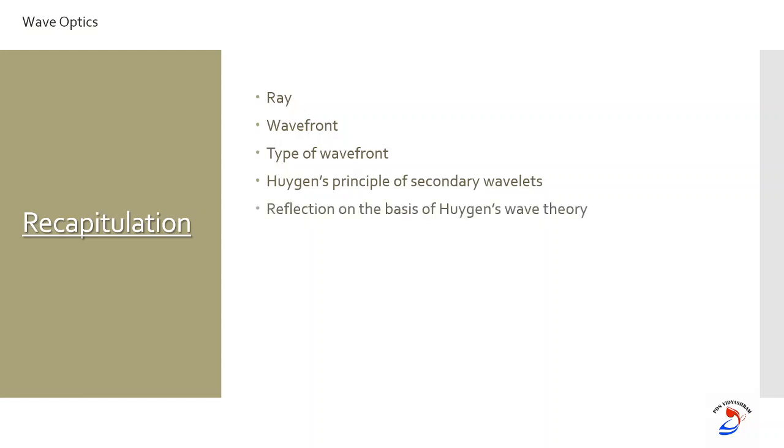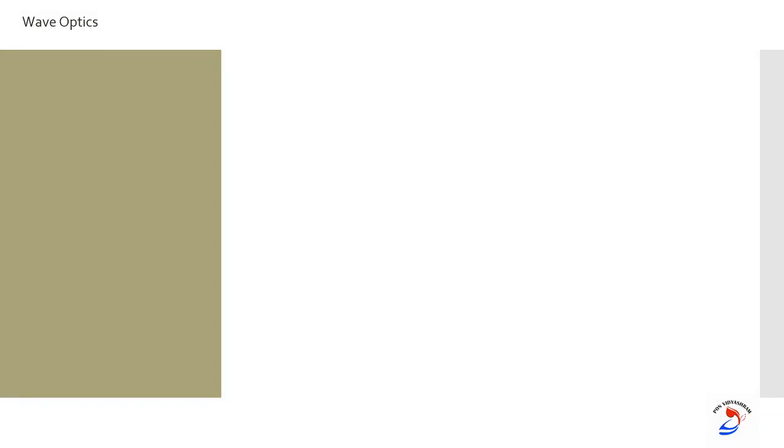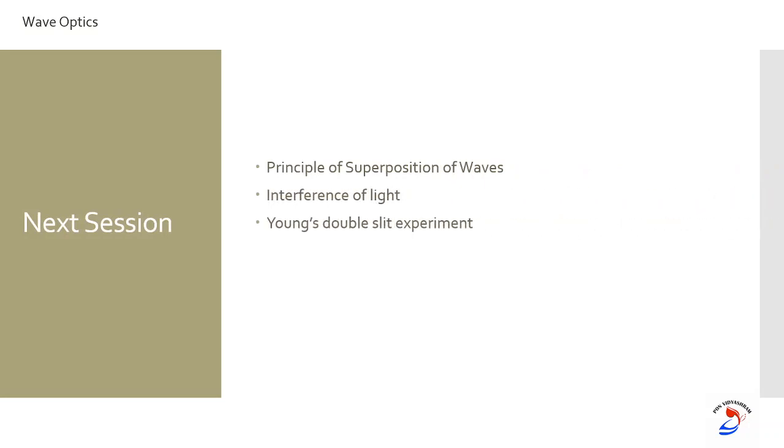And based on wave theory, we have seen how reflection works, and we've also proved the law of reflection, which is the angle of incidence is equal to the angle of reflection. We have proved that, and we've studied refraction based on Huygens wave theory, and we also proved Snell's law based on wave theory, isn't it? So we've come to the end of this session. In the next session, we will be studying the principle of superposition of waves, interference of light, Young's double slit experiment, which actually proves interference, and then coherent and incoherent sources, and so on.